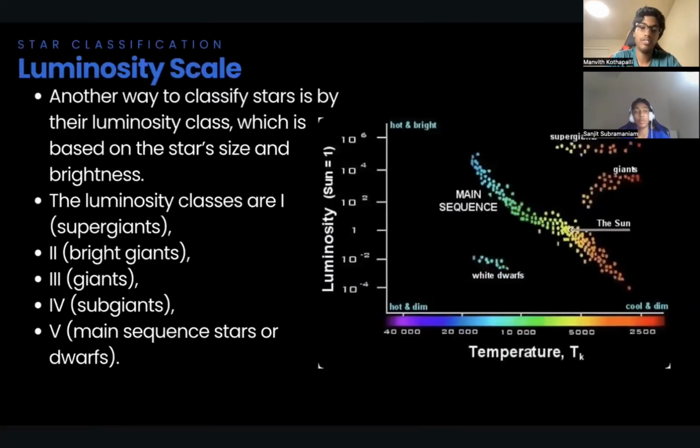So, like Mohammed said, another way to classify stars is by the luminosity class, which is based on the star's size and brightness. The luminosity classes are 1. Supergiants, 2. Bright giants, 3. Giants, 4. Subgiants, and 5. Main sequence stars or dwarfs. Next up, we'll be talking about brown dwarfs.